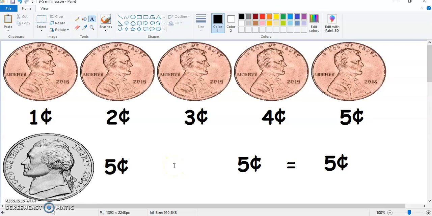All right, sweet friends, here we go. So we are going to be talking about fair trading.